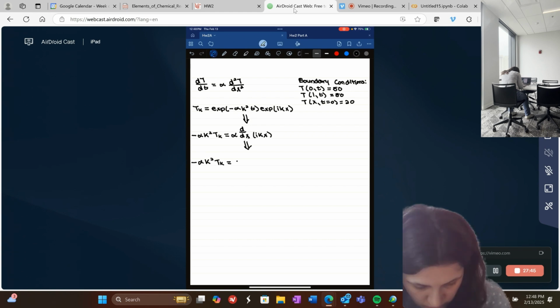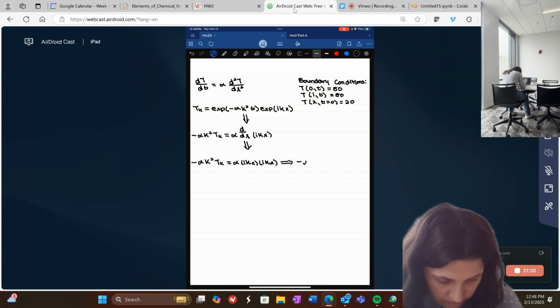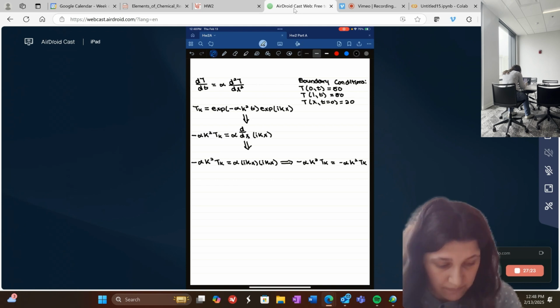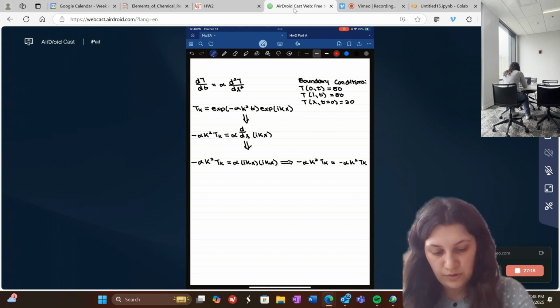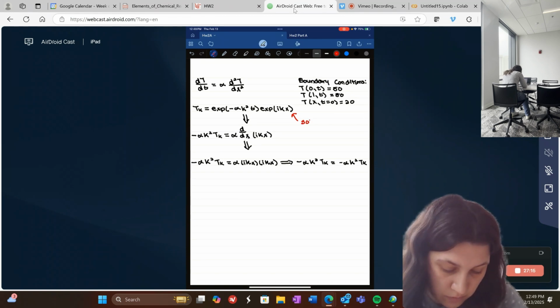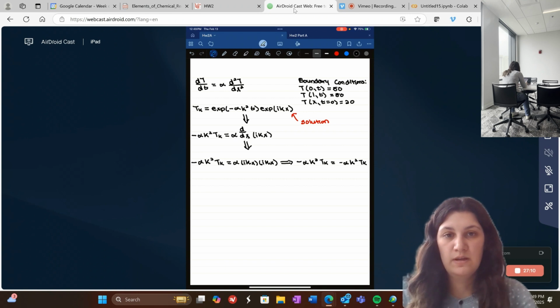is equal to alpha times i k x i k x. And if we simplify this equation, we get negative alpha k squared T_k is equal to negative alpha k squared T_k. Now, this demonstrates that our original equation here is a solution for our differential equation.